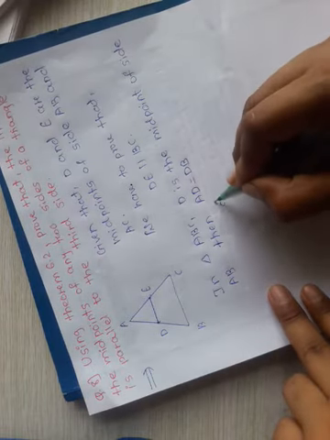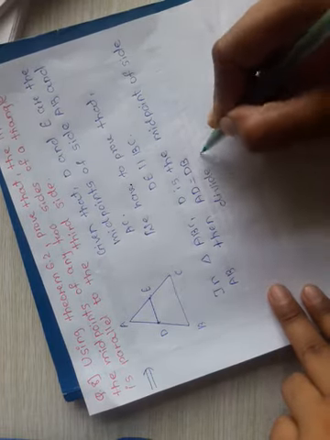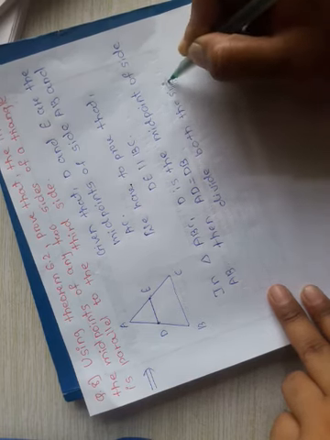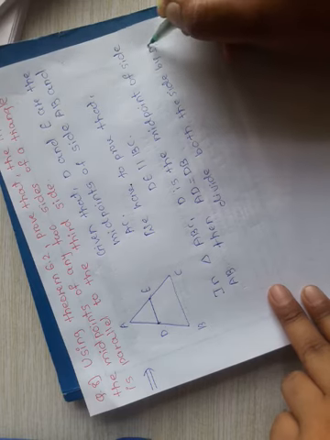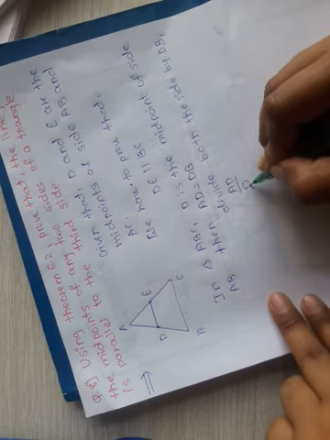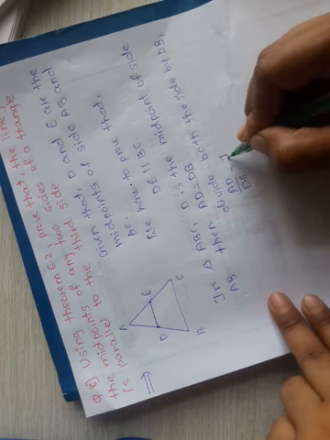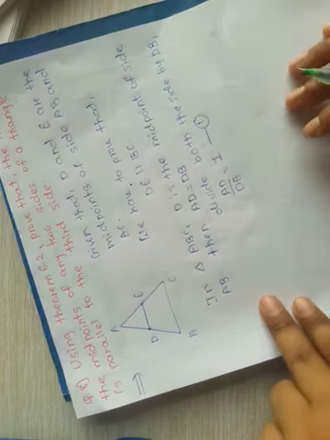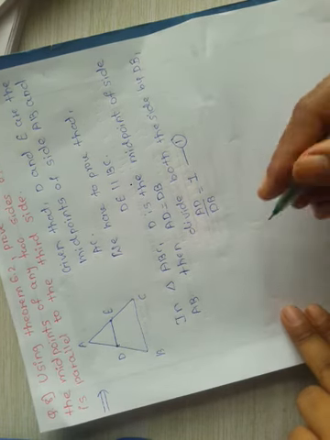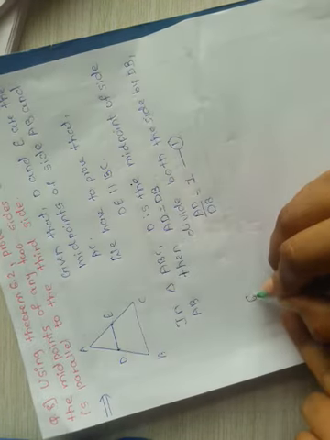Now divide both sides by DB, we get AD upon DB is equal to DB upon DB, which means 1. This is our equation number 1. Similarly, E is the midpoint.